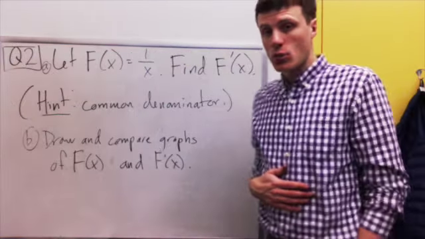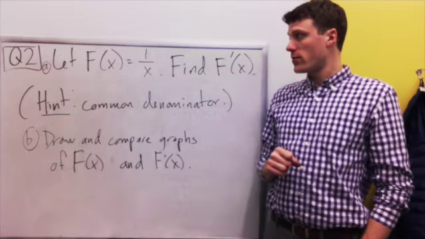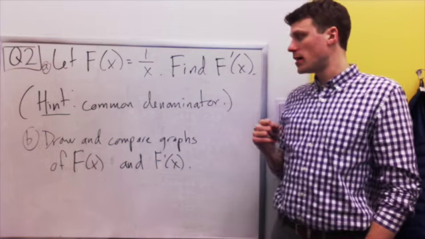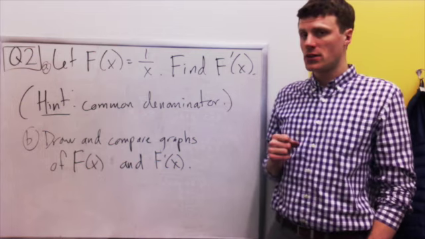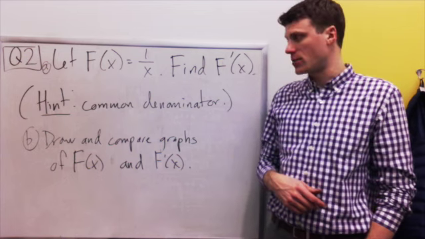Okay, so here's the question for this video, question number 2. A, let capital F of x be 1 over x. Find capital F prime of x. Hint: when you manipulate the numerator, you're going to have to find a common denominator for the fractions up there.